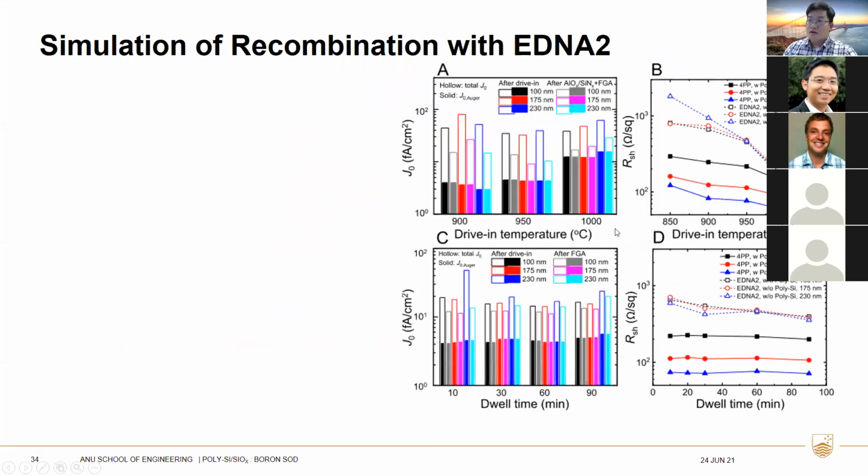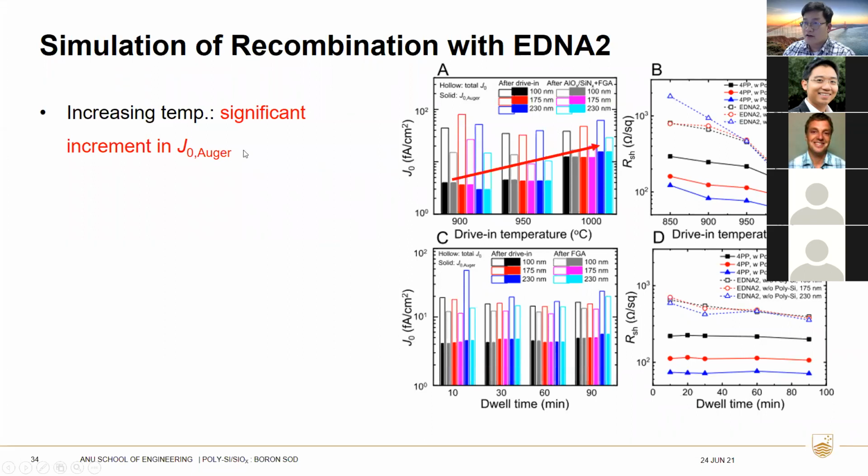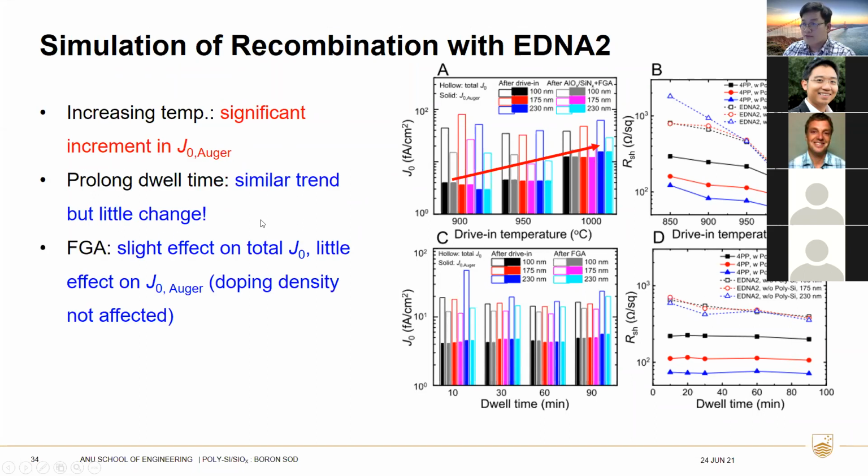Okay. So we also simulate the recombination parameters, Auger recombination and the total recombination, with the EDNA2 program. As you can see from the first figure here, increasing the driving temperature gives a significant increment in the J0 Auger. And prolonging the dwell time shows a similar trend, but with little change. Also, the forming gas annealing shows slight effects on the total J0, and little effect on the J0 Auger because the doping density is not affected.